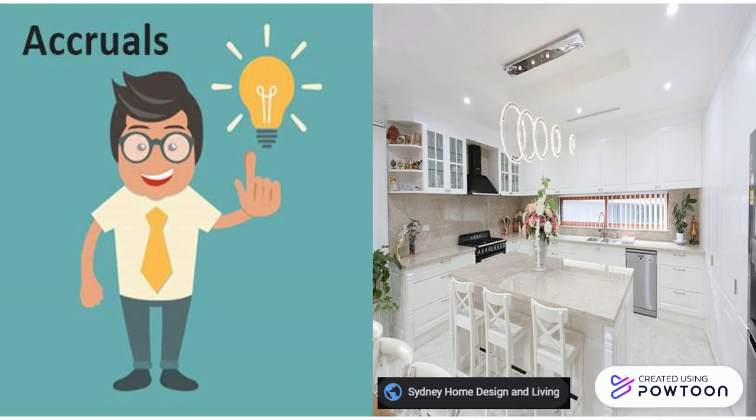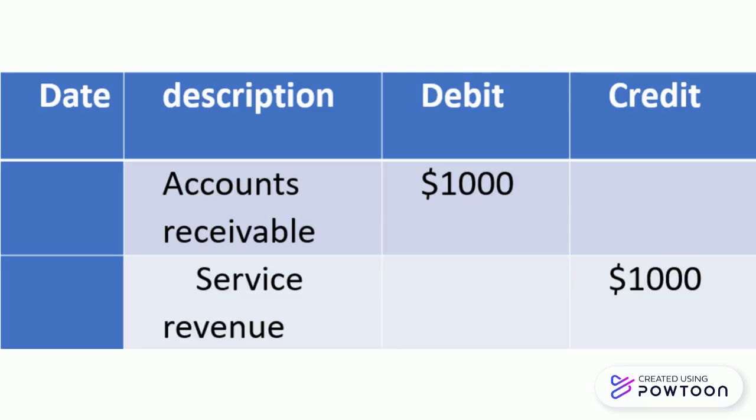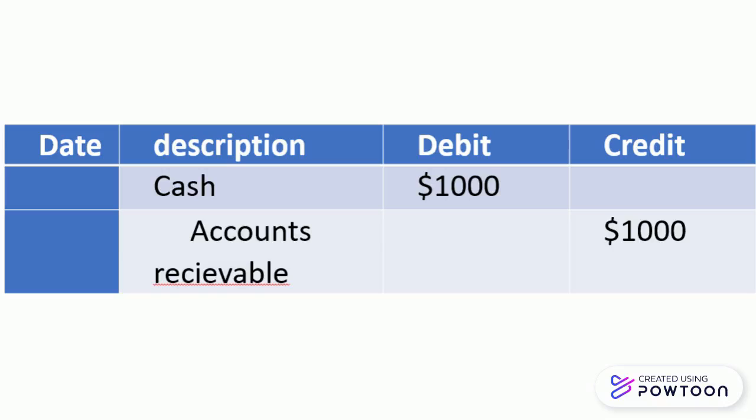The general rule for accrued revenue is when a company earns a revenue before it receives cash, the company should increase a receivable account, which is an asset, and a revenue account for the amount earned. For example, a joinery business agrees to complete a service for a new client for $1,000 and the client will pay later. The journal entry would look like this: debit accounts receivable and credit service revenue. Once payment has been collected, the journal will then look like this: debit cash and credit accounts receivable.